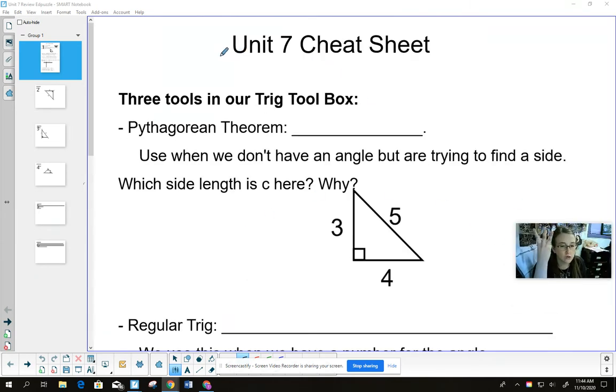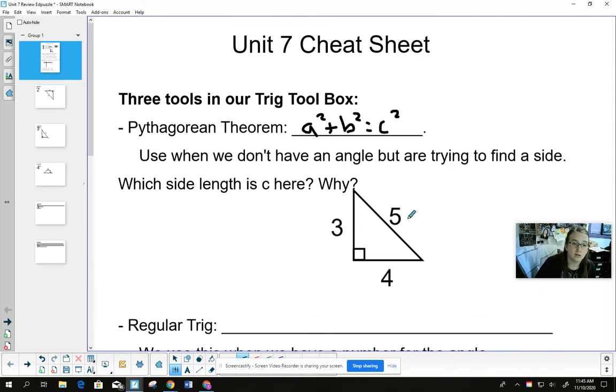So we know that we have 3 tools in our trig toolbox. We've got Pythagorean Theorem, which is, go ahead and fill in this blank, a squared plus b squared equals c squared. Now, we use this when we don't have an angle, but we're trying to find a side. Be very careful, because sometimes it looks like it's Pythagorean Theorem because there's no angle. But if we're trying to find a side, that's the only time we use this. If we're trying to find an angle, guaranteed inverse trig. So be very careful. We don't have an angle, trying to find a side.